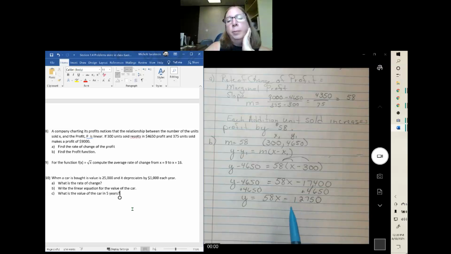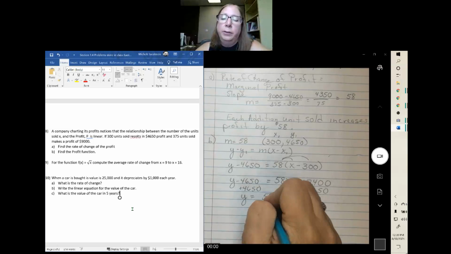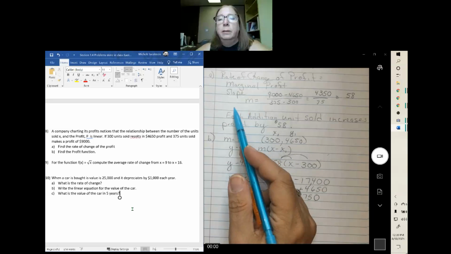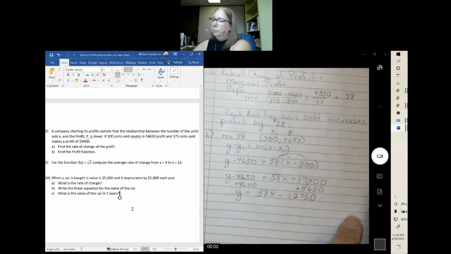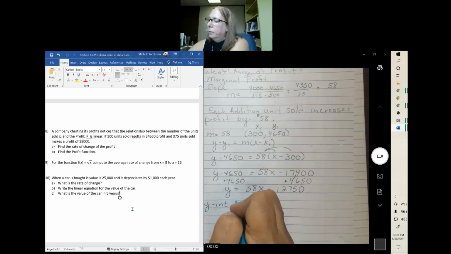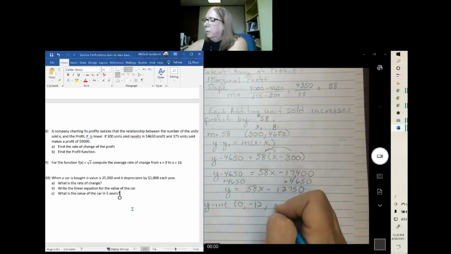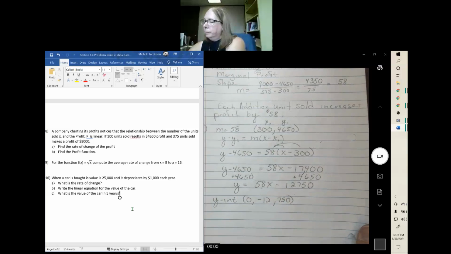Any questions on that? So this would be your profit function. When you're given an equation, if you're asked to explain the slope and the y-intercept, the slope we explained right here. Now explaining the y-intercept, which is (0, -12,750).